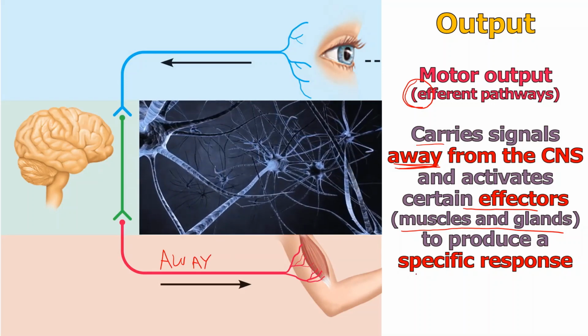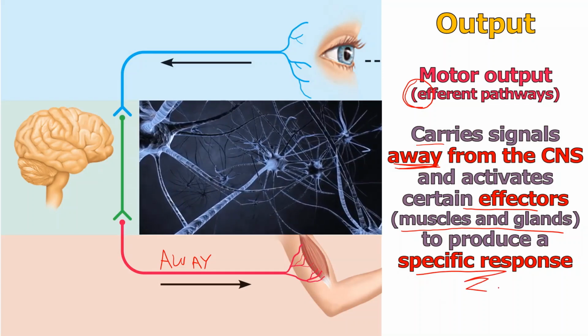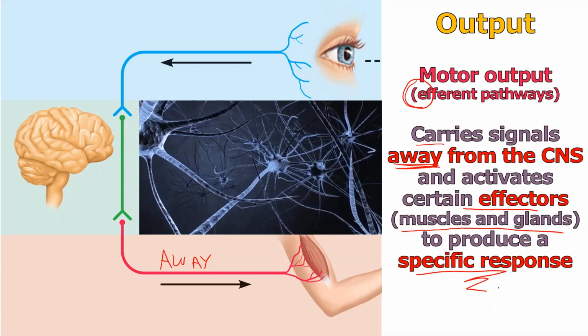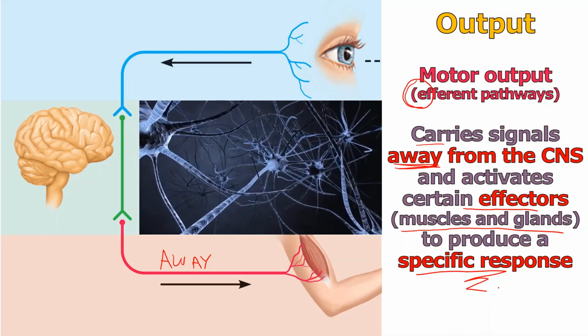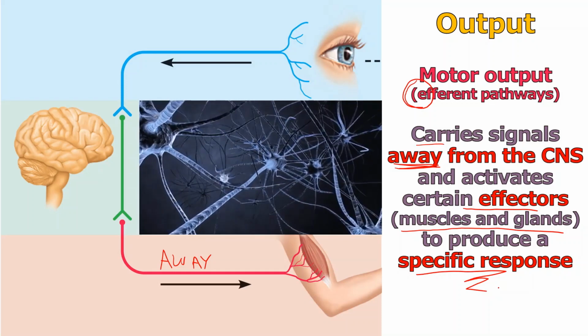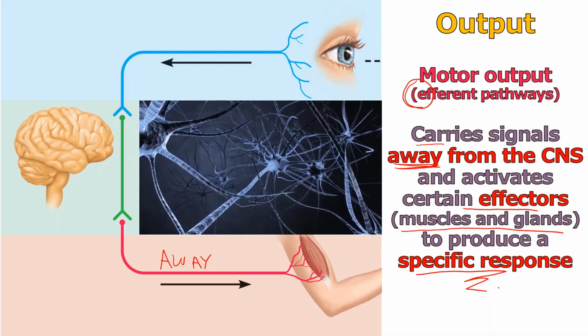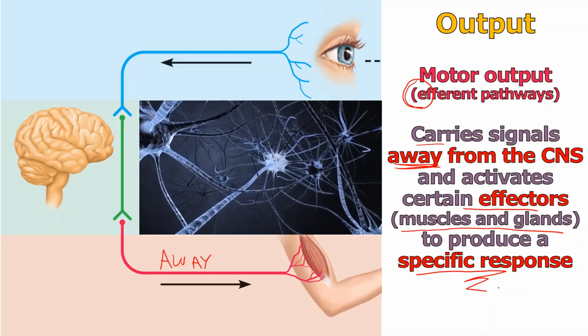And again, the point is to make some sort of specific effectation, some effect, some specific response, not just some random response, but some specific response that's been tailored based on the input and the analysis of that input. And there you have the total pathway, in, through, and out.